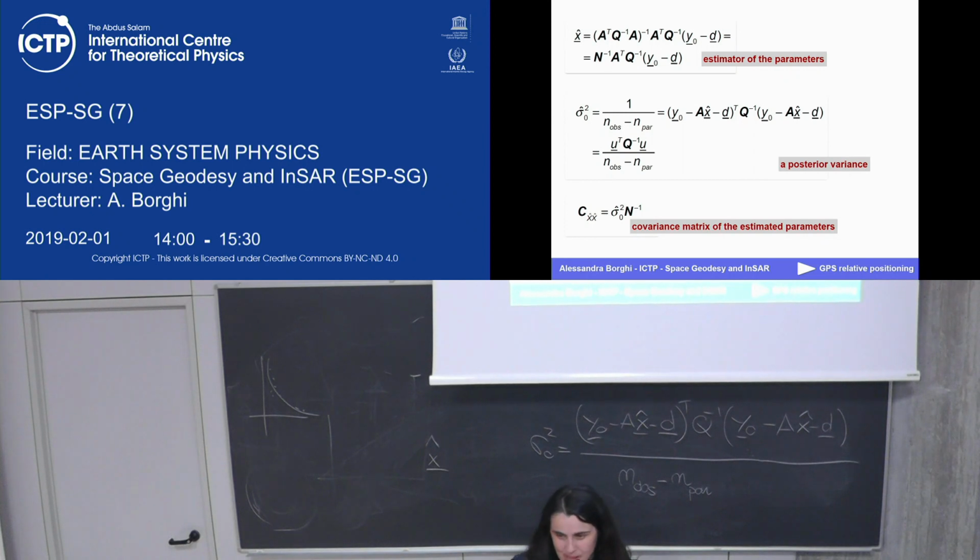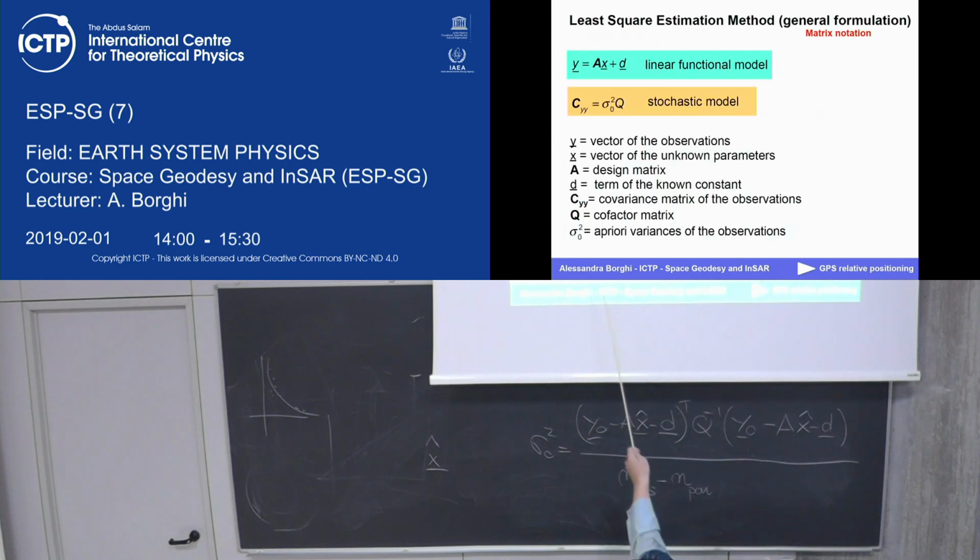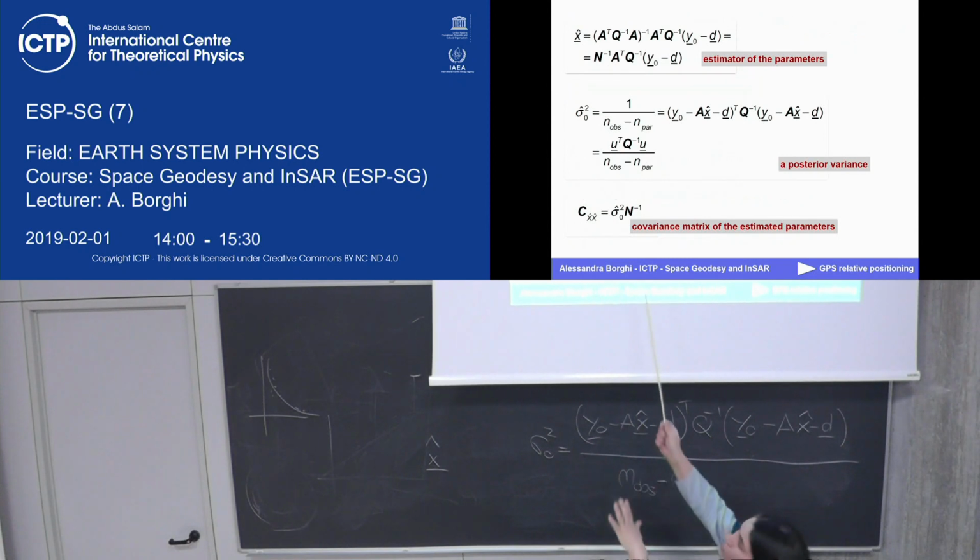So we put together functional and stochastic model to have a solution. But in this equation, you can see we don't use the a priori variance. It's not important in the solution. So it means that the relative values between the precision from a point to another point and the correlation between points are important, but not the absolute values of the variance of our data. It's important the relative weight.